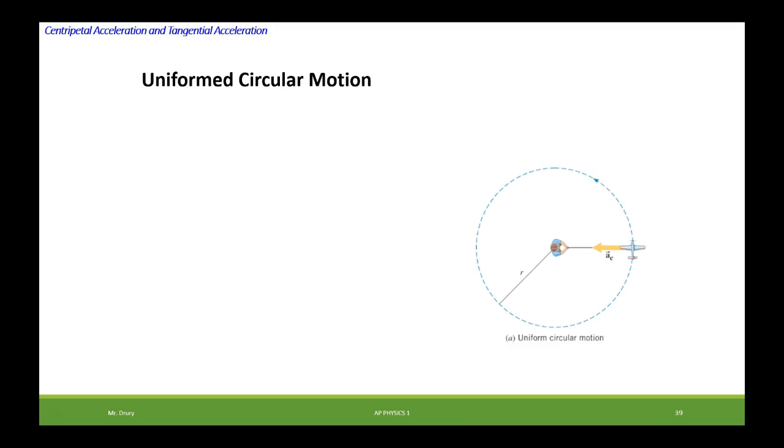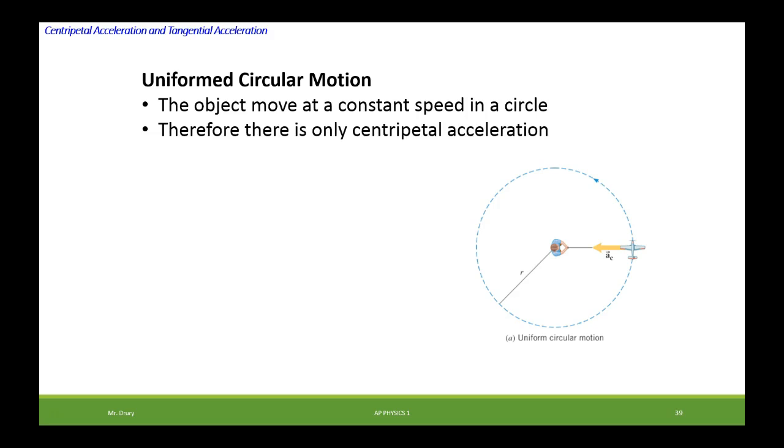Alright, so let's talk about uniform circular motion. And in this case, we're not changing the speed of the object. We're only changing the direction. So the object moves at a constant speed in a circle. Therefore, there's only centripetal acceleration. And this is the acceleration directed towards the center of the circle, as we discussed in earlier videos.